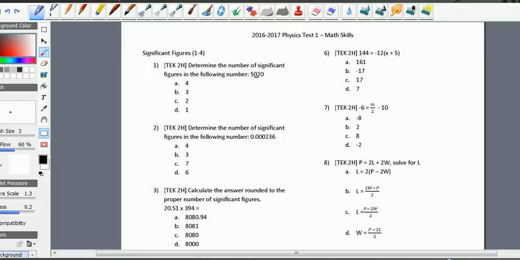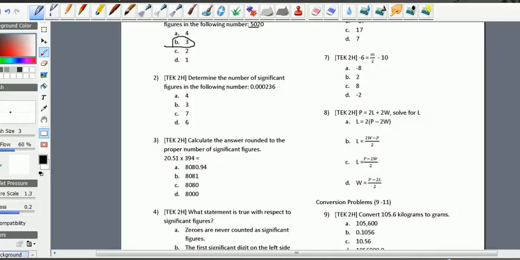So you know this is going to be 1, 2, 3. Your answer should have been 3. To determine the number of significant figures when you see a decimal, you start counting when you hit a number that's not 0. That is 2. So you have 3 sig figs.